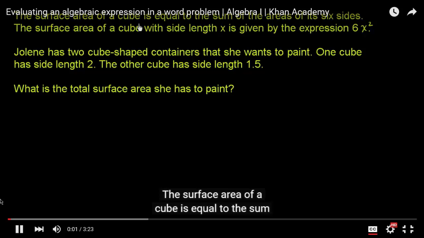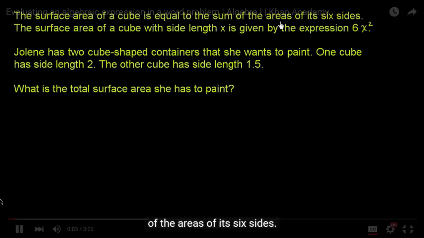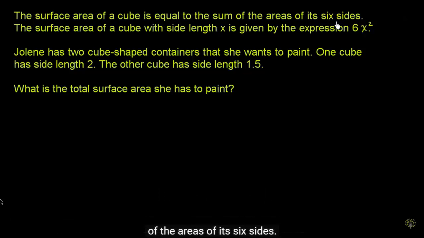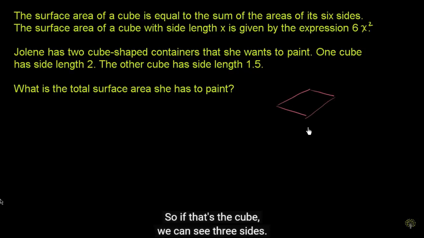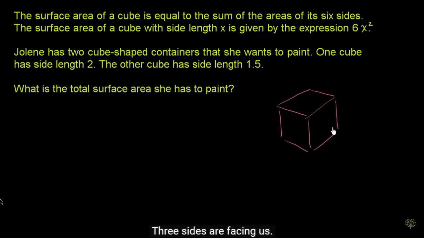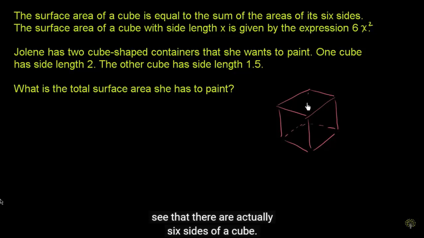The surface area of a cube is equal to the sum of the areas of its 6 sides. Let's just visualize that. I like to visualize things. So if that's the cube, we can see 3 sides. 3 sides are facing us. But then if it was transparent, we see that there are actually 6 sides of a cube.